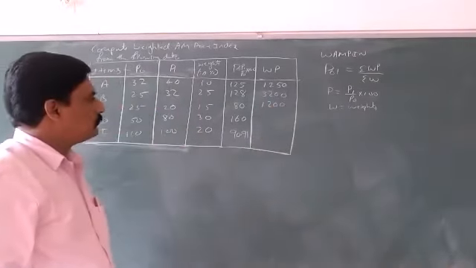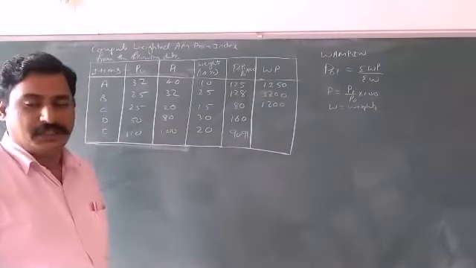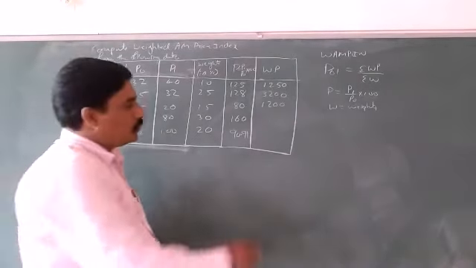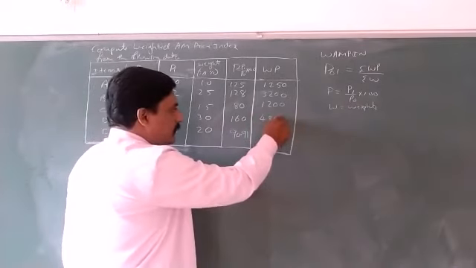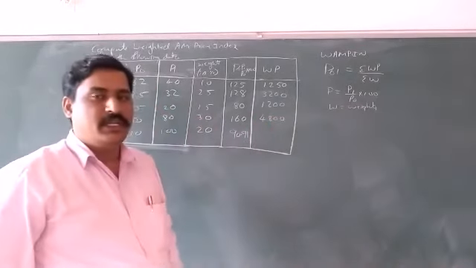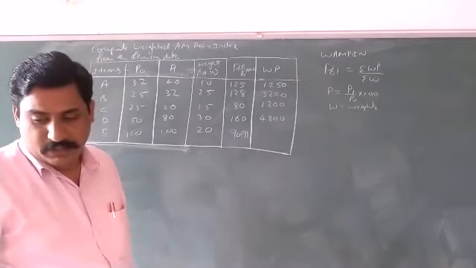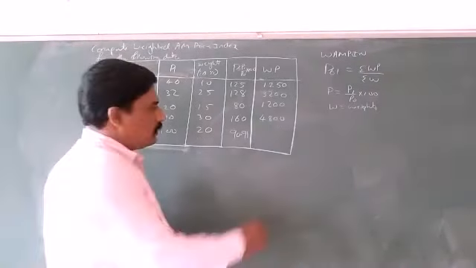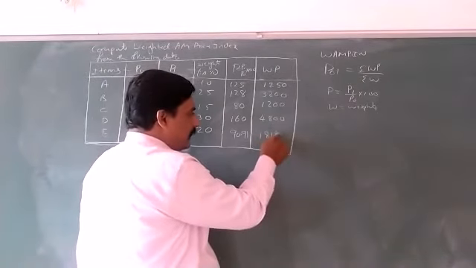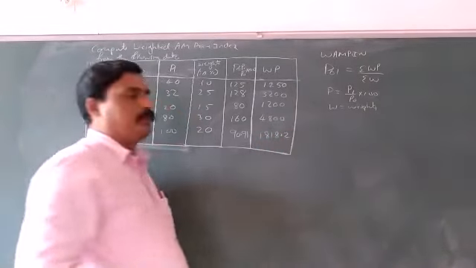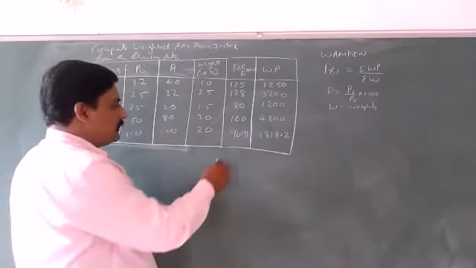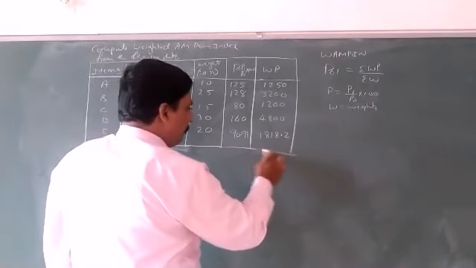And 30 into 160. 30 into 160, 4800. And last 20 into 90.91. So 20 into 90.91, we get 1818.2. Now make the total of these columns here.